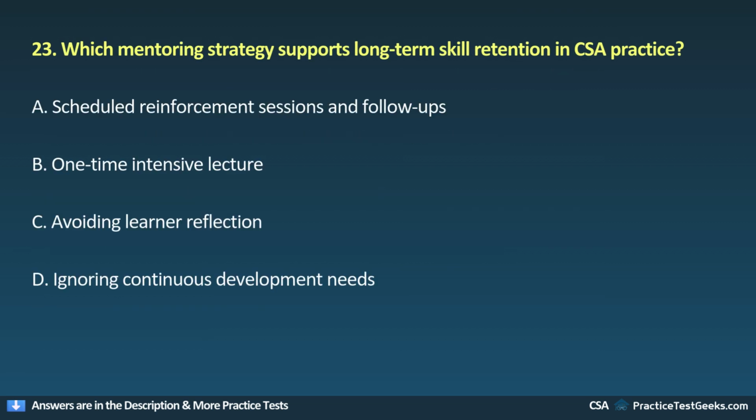23. Which mentoring strategy supports long-term skill retention in CSA practice? A. Scheduled reinforcement sessions and follow-ups. B. One-time intensive lecture. C. Avoiding learner reflection. D. Ignoring continuous development needs.